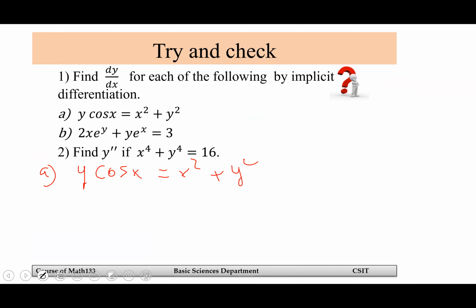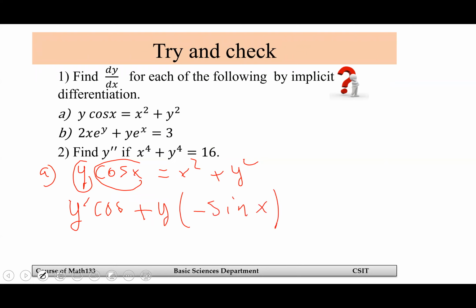I will apply the rules of derivative here, the product rule. So it's a function y times another function. So the product rule will give y prime cosine x plus y times the derivative of cosine, which is minus sine x, equal to the derivative of x squared, which is 2x, and the derivative of y squared, chain rule, so it's plus 2y y prime. And you see here that you have two terms with y prime.